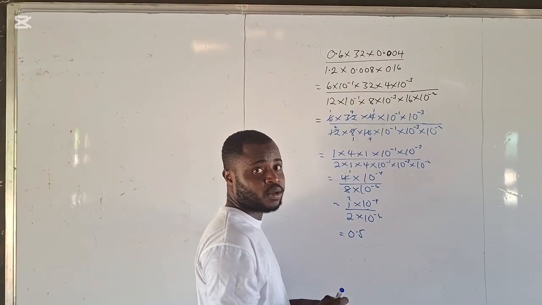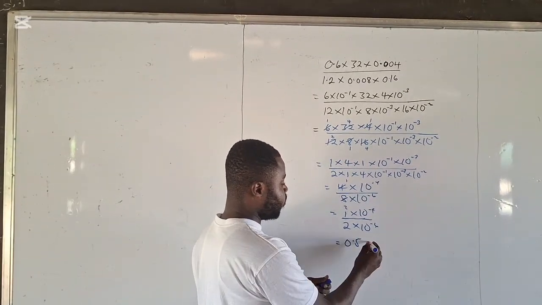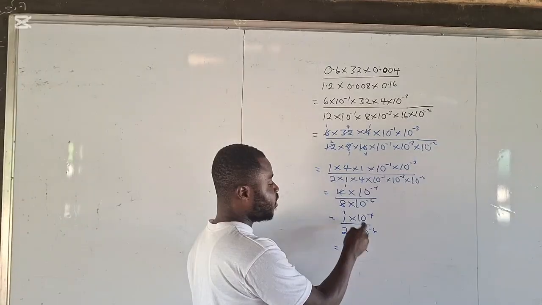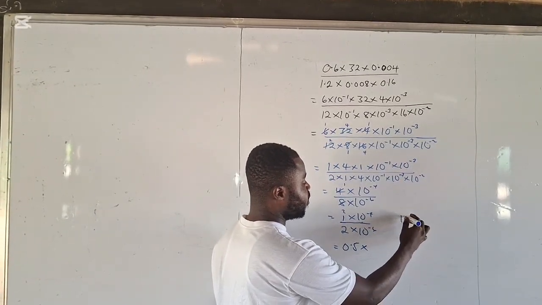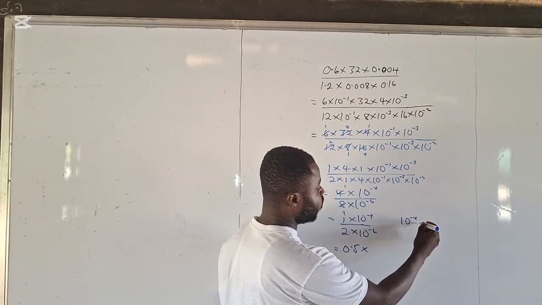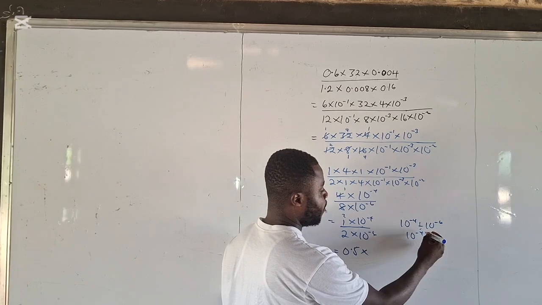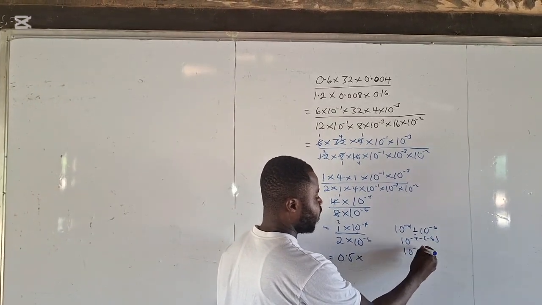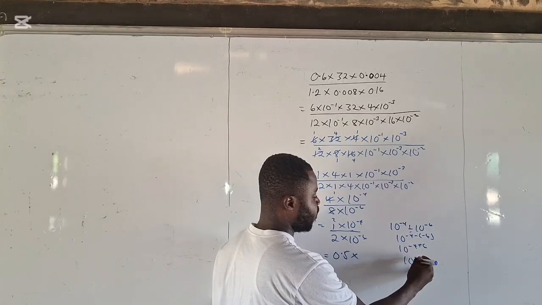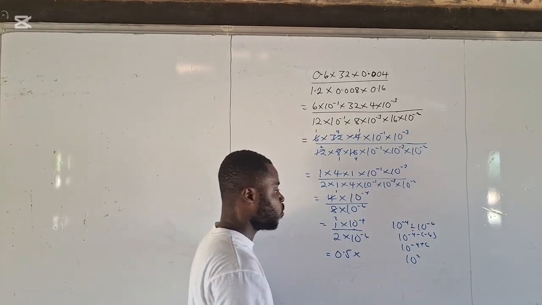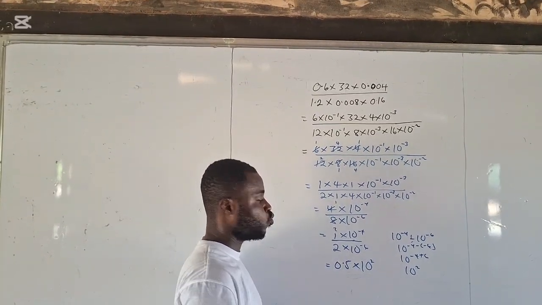Standard form, we need them in whole numbers. So we change it to decimal first. Times, now the law of indices says they are dividing and the bases are the same. So we subtract. So this one is 10 negative 4 divided by 10 negative 6. So it's going to be 10 negative 4 minus negative 6. So negative 4 with positive 6, this one will be positive 2. So this one is going to be 10 positive 2.